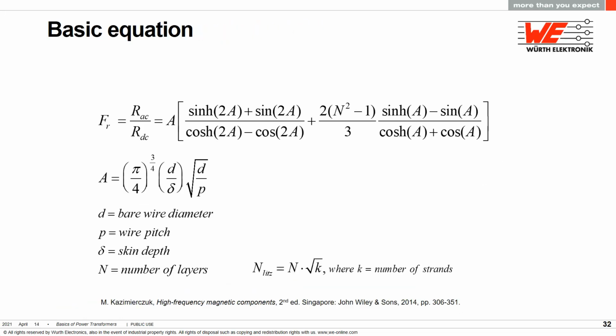This is the equation which gives the ratio of AC resistance to DC resistance. You'll see this in a lot of literature in various similar forms. It's quite involved, but if you enter it into an Excel spreadsheet or MathCAD or MATLAB, once you've done it, from then on, you'll just enter a few parameters each time.